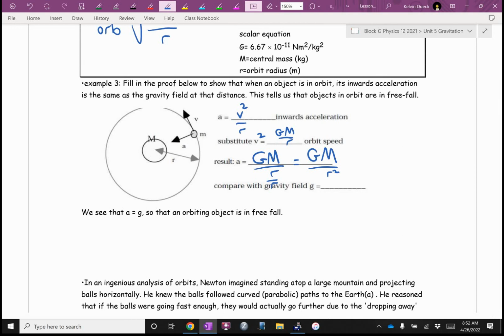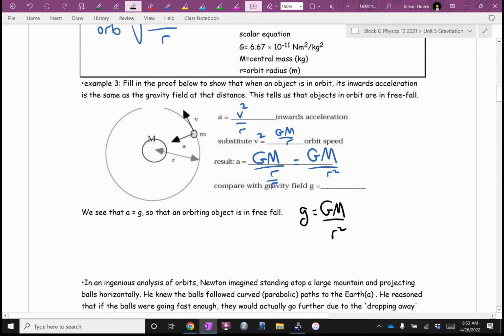Yes? Okay. What is big G, big M over R squared? What is that? I'm pretty sure that's universal gravitational field. Wasn't that what we did last lesson? It was. So what does that mean? We've just proven, Paige, that the circular acceleration is the universal gravitational field. An orbiting object, it's in free fall. That's what's happening here.